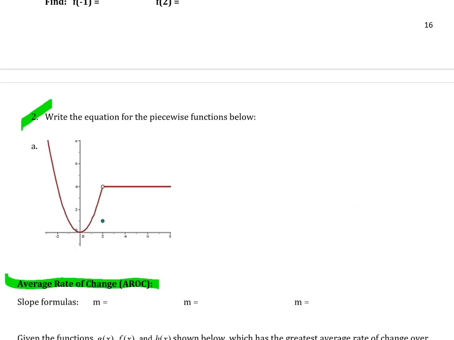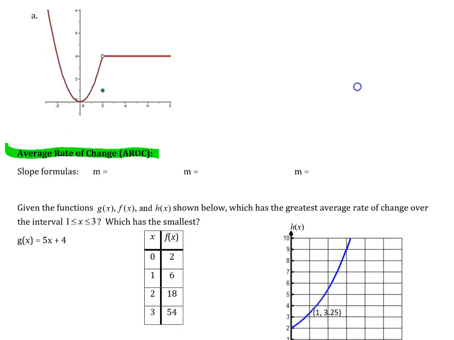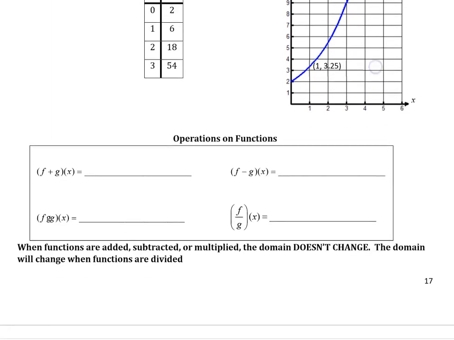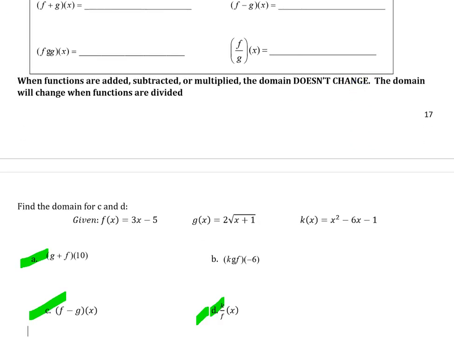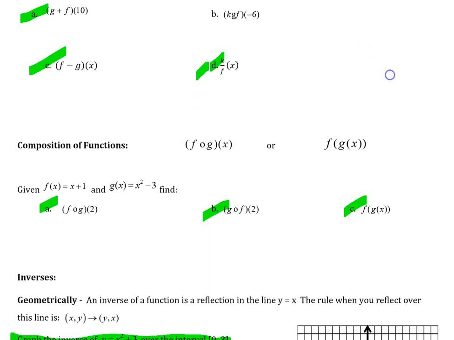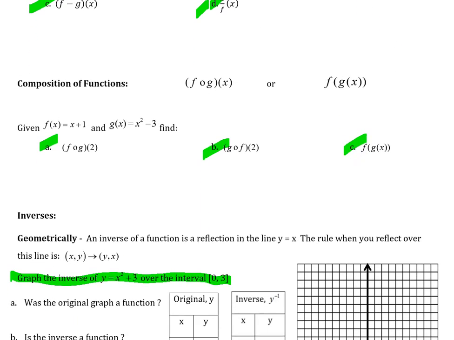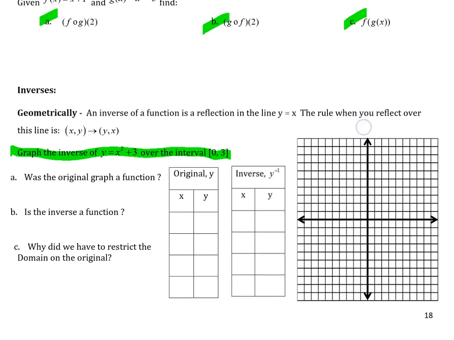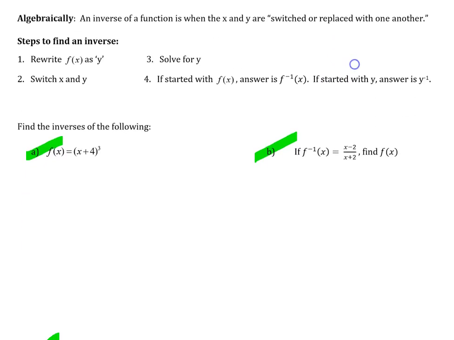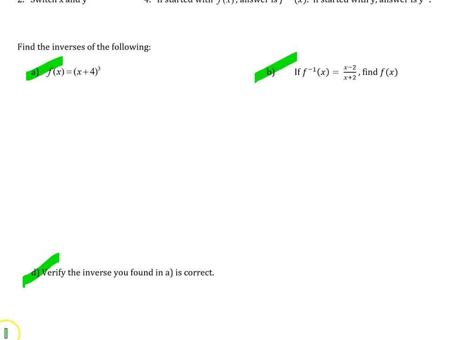Additionally, I'm going to go the other way though. I'm going to go through coming up with the equation of a piecewise function. We're going to talk about average rate of change, operations on functions, so adding or subtracting or dividing, all that fun stuff. We're going to compose functions together using composition notation. We'll also talk about inverses in this video, what an inverse is, and how we can algebraically find it.